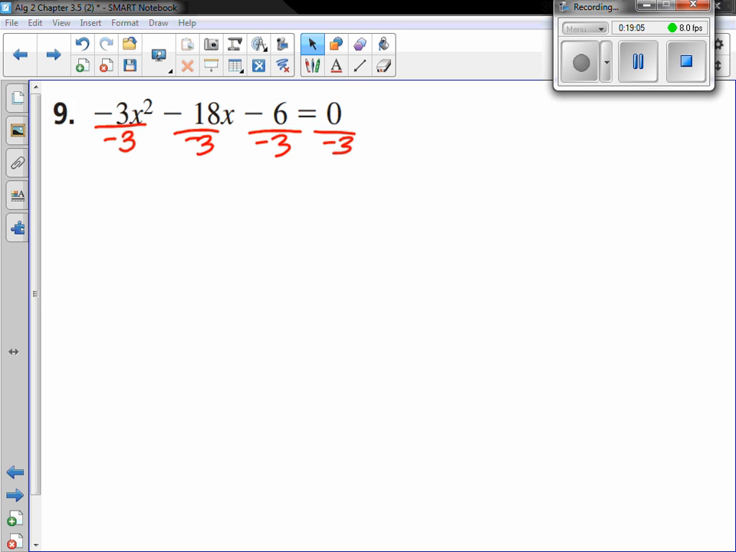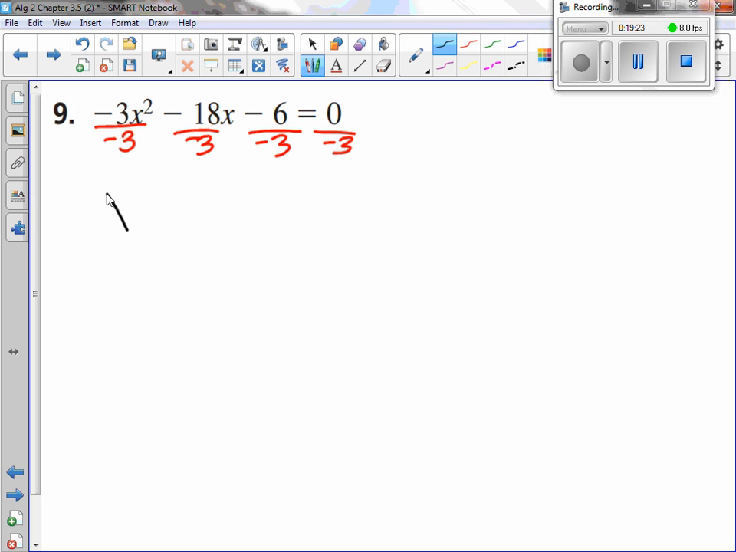So the first thing we need to do for this problem is divide it by negative 3. That's because our first step is a equal to 1, and not just 1, it has to be positive. We need it to be positive 1. Now, negative 3 divided by negative 3 will be positive 1. Negative divided by a negative would be a positive.